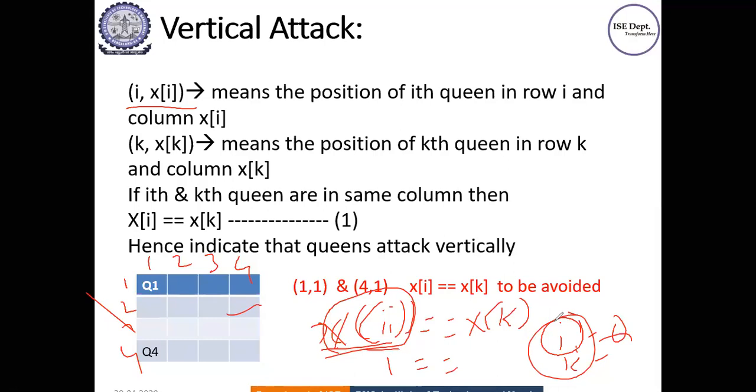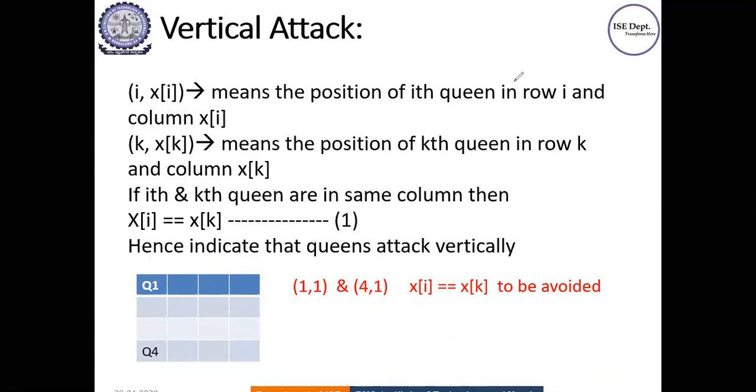According to this example I'm talking about, the column position of queen k is also the first column. So both are equal, first column and first column. So avoid such conditions. That is what it says here: x of I is equal to x of k, to be avoided. Am I clear? That is what it says here, 1 comma 1.